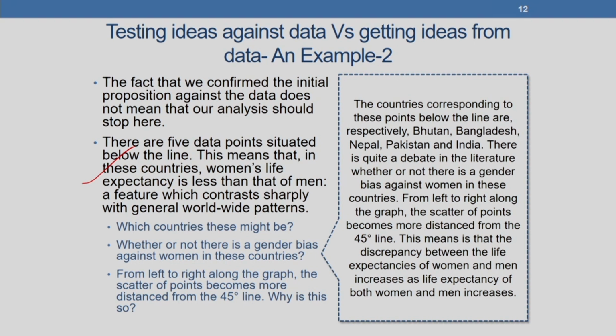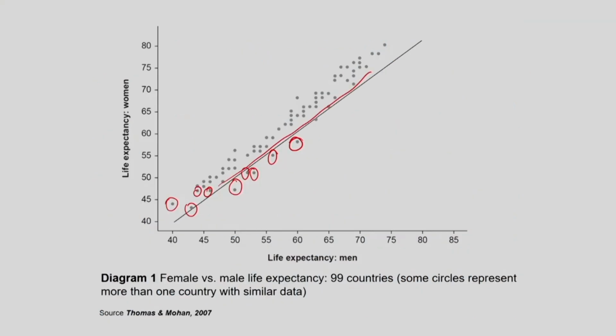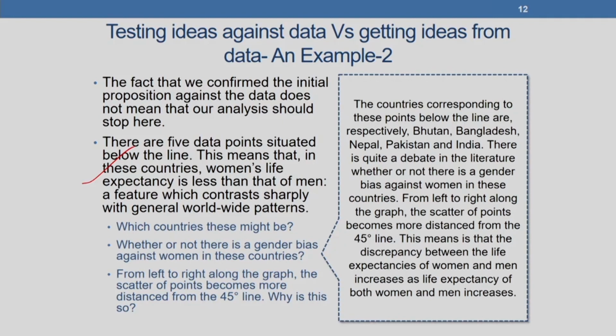If you look from left to right along the graph, the scatter of points becomes more distanced from the 45-degree line. The countries corresponding to the points below the line are Bhutan, Bangladesh, Nepal, Pakistan and India, and there is quite a debate in this literature whether or not there is a gender bias against women in these countries. From left to right along the graph, the scatter of points becomes more distanced from the 45-degree line. This means that the discrepancy between life expectancies of women and men increases as life expectancy of both women and men increases.